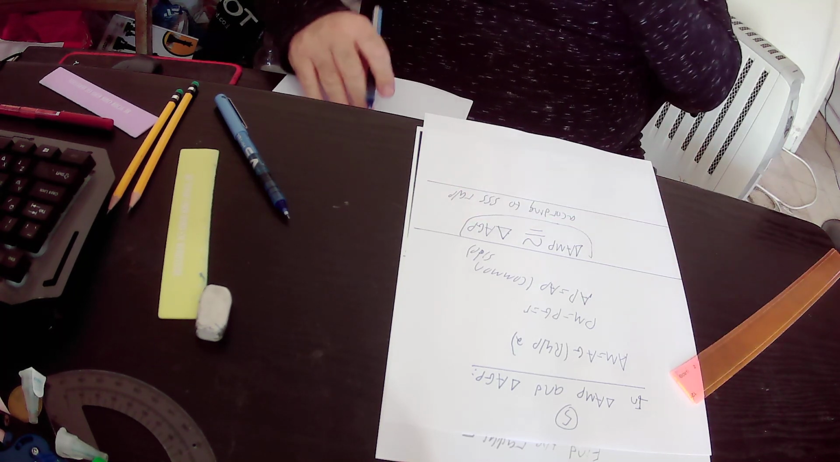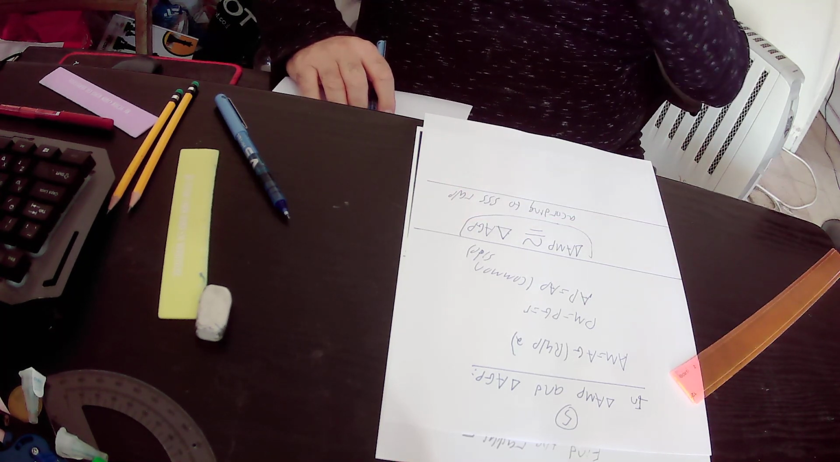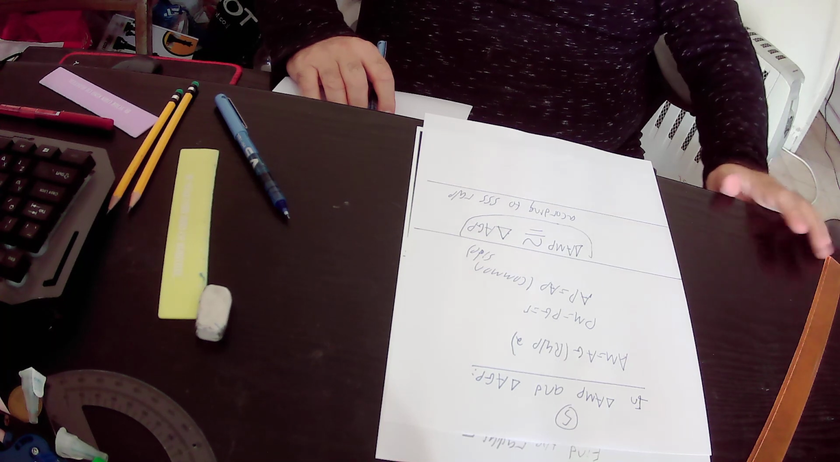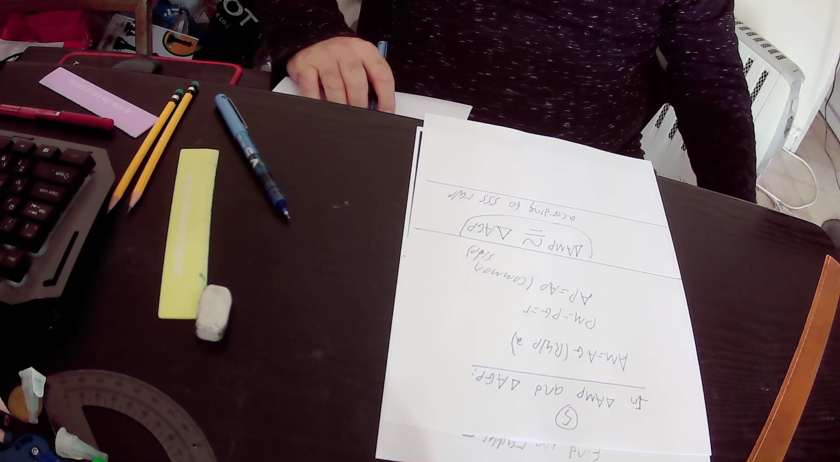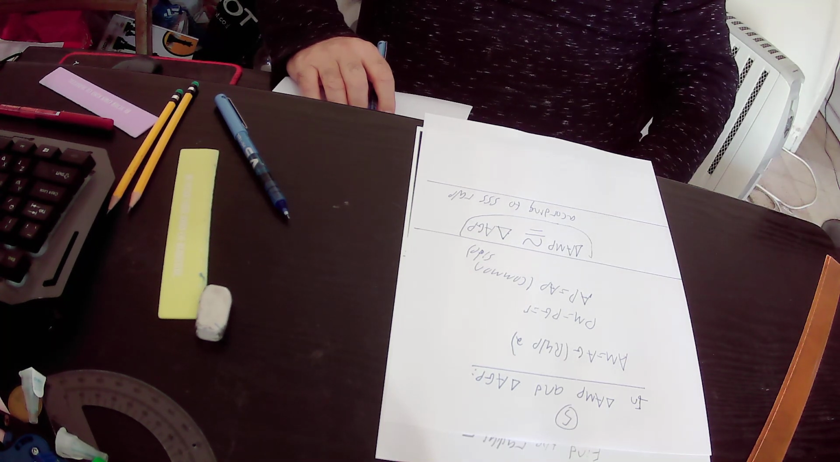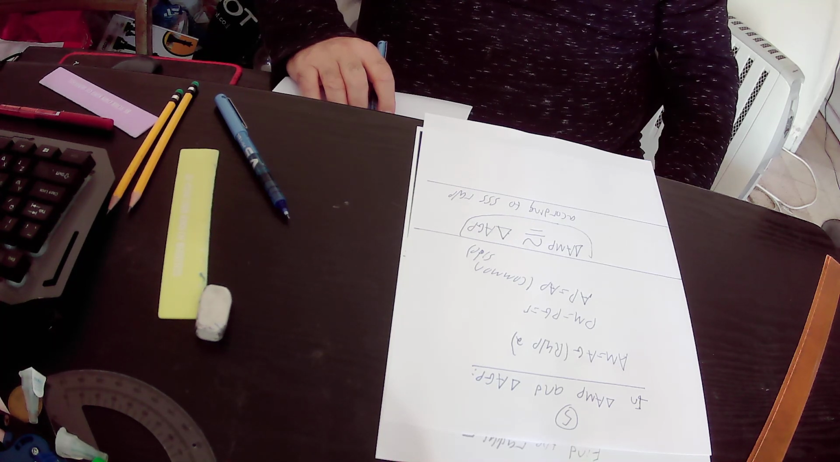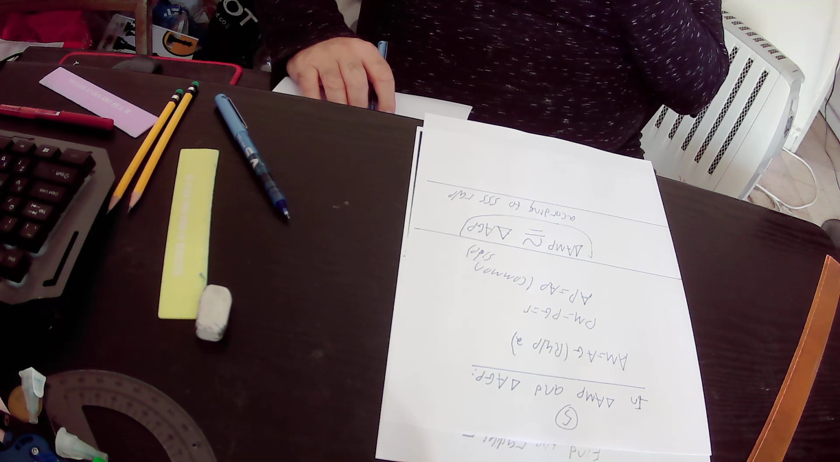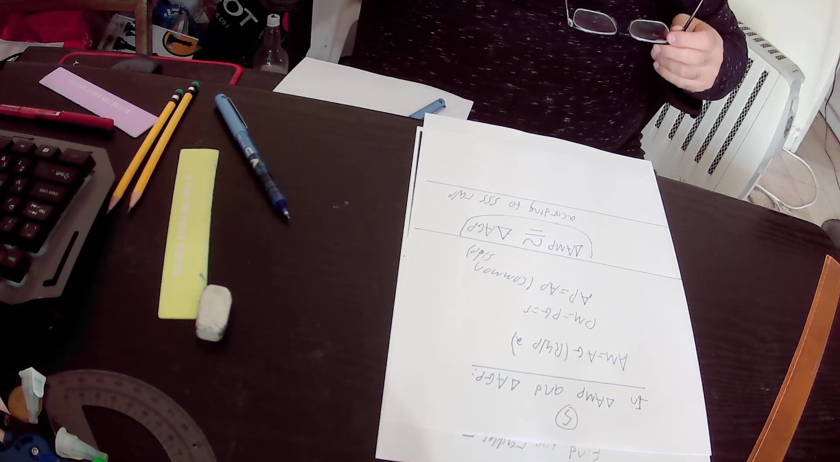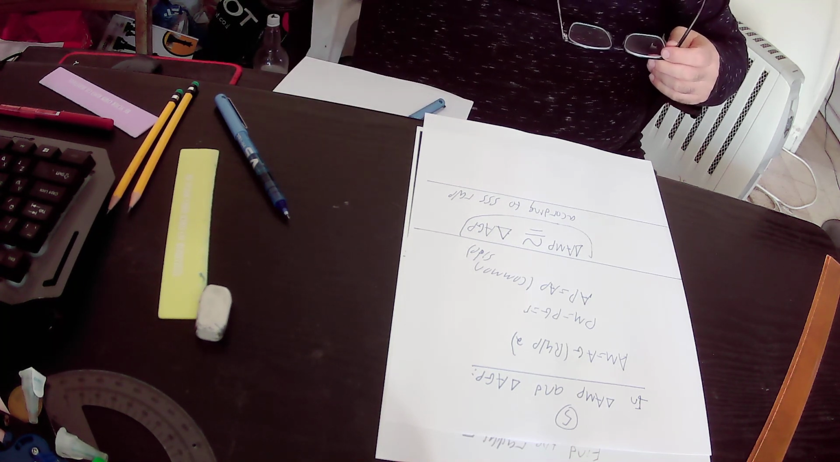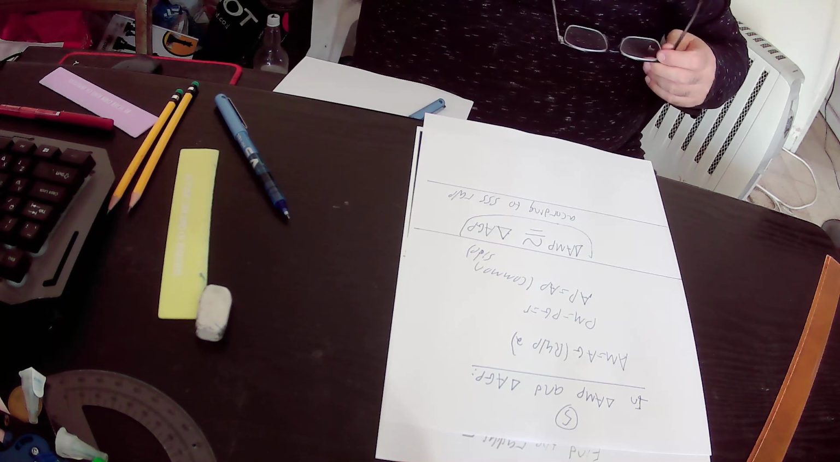So what is side rule? Side rule says that if you have two triangles, if one triangle has three sides that are corresponding equal to three sides of the other triangle, then those two triangles will be congruent to each other according to side rule.